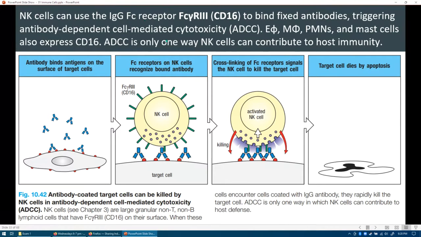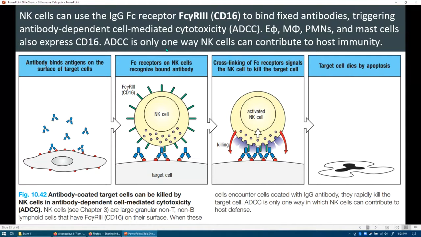One of the more important receptors that they use to do this is Fc gamma R3, or CD16. CD16 is just a receptor for IgG. It binds to IgG that has deposited on something, and it triggers the natural killer cell to degranulate when that happens. Now, a number of other cells also express CD16, and those include eosinophils, macrophages, neutrophils, and mast cells.